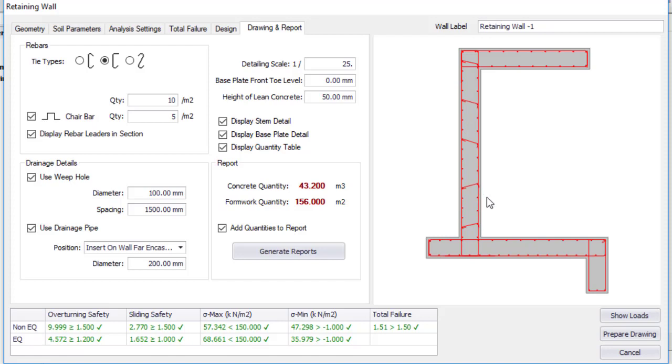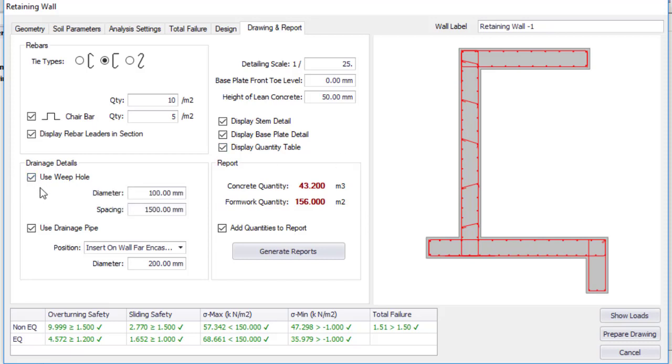So the water inside the backfill can actually get drained through that whip hole and then escape at the front. Okay, so if you want to use a whip hole, you have to click on whip hole, but if you don't need it, you will escape. So I need a whip hole, just click on whip hole.